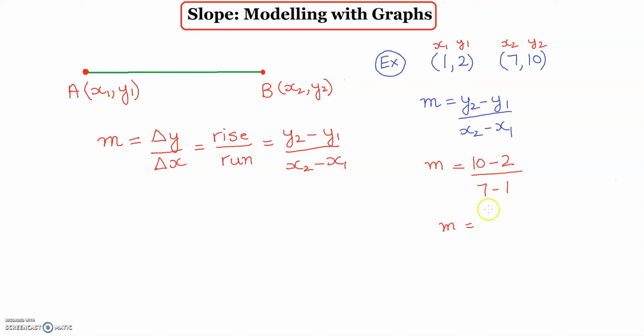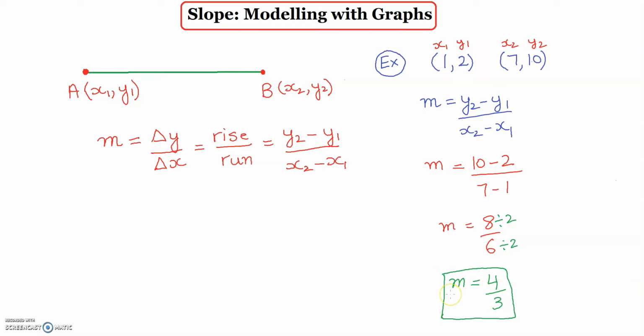10 minus 2 is 8. 7 minus 1 is 6. We have a slope, but again, we're going to reduce the fraction. So over here, I have 8 over 6. I will divide this by 2, divide this by 2. Therefore, the final answer for the slope is 4 over 3. So that's how we find the slope.